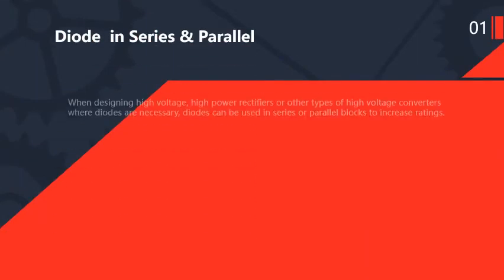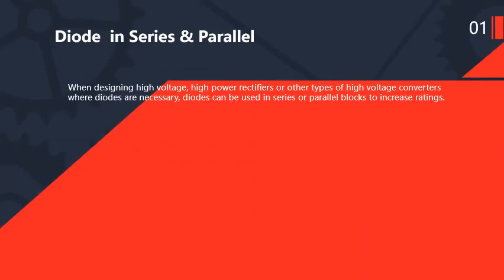So let's start with the topic diode in series and parallel. When designing high voltage, high power rectifiers or the other types of high voltage converters, where diodes are necessary, diodes can be used in series or parallel blocks to increase ratings. It means by connecting the diode series and parallel, we can increase the rating of the device.